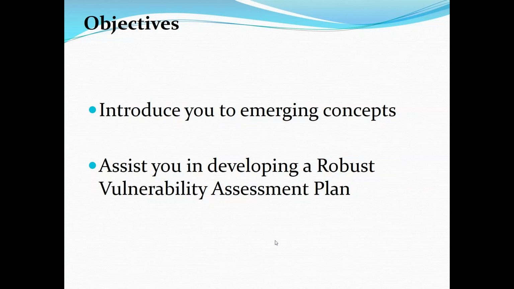Now, I have two objectives for the webinar. One, to introduce you to the new and emerging concepts of threat analysis critical control point, and the other one is vulnerability assessment and critical control point system. And of course, the second objective is to provide the necessary information and tools to developing and implementing the VACCP system that will meet your specific requirements.